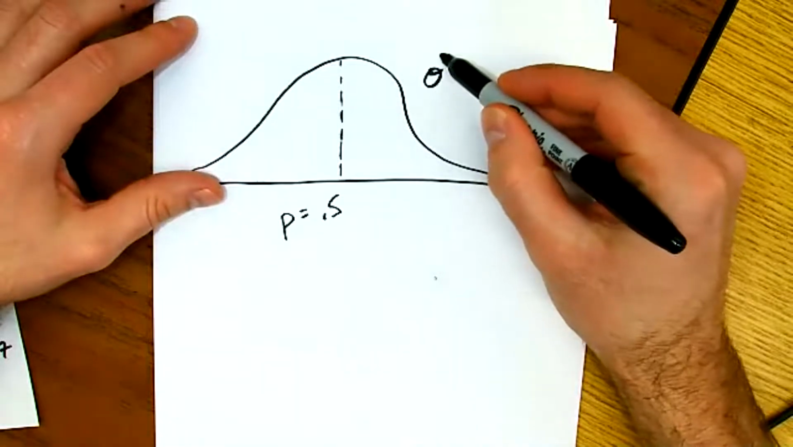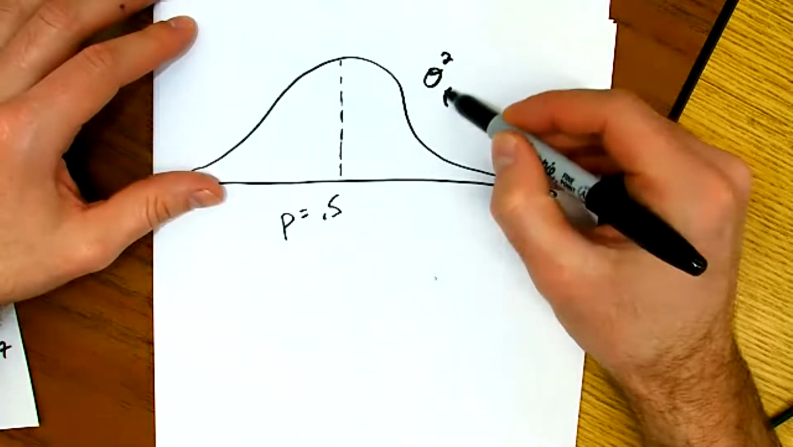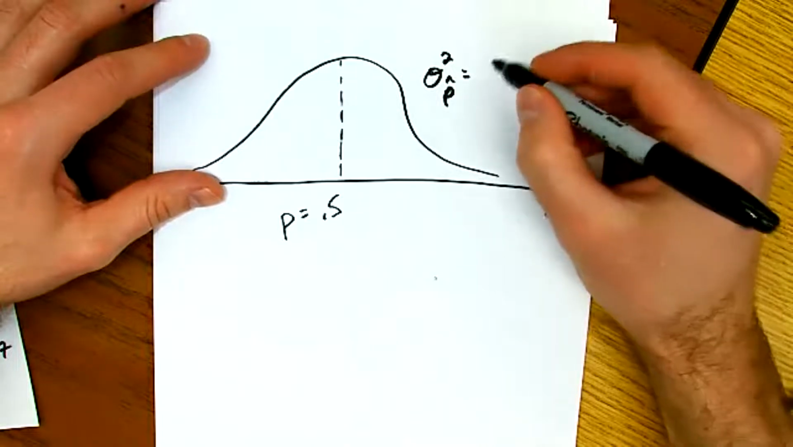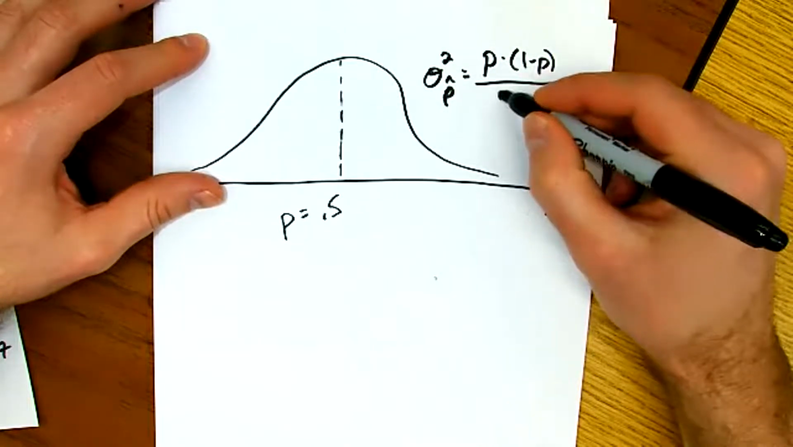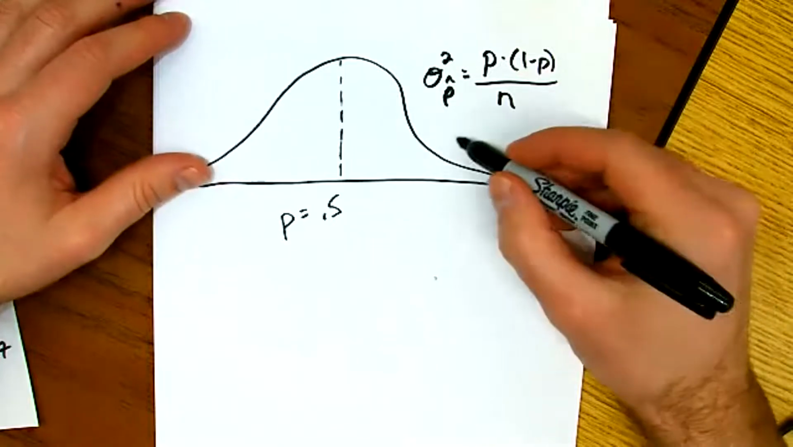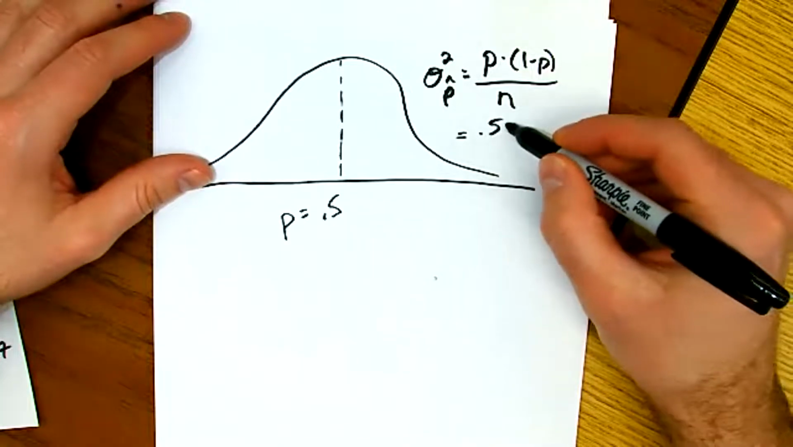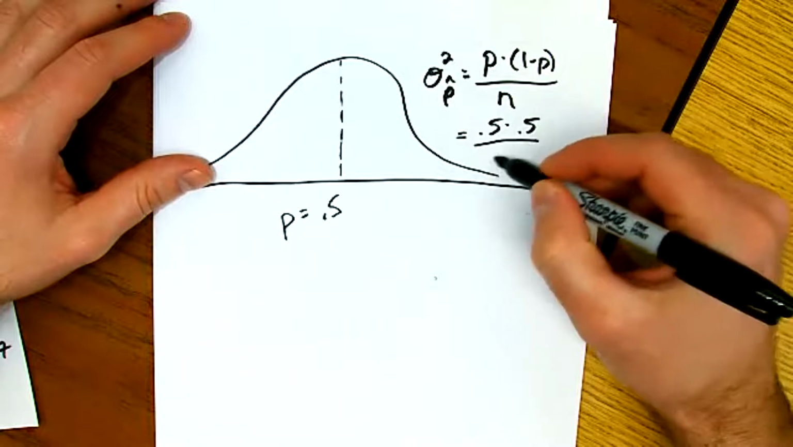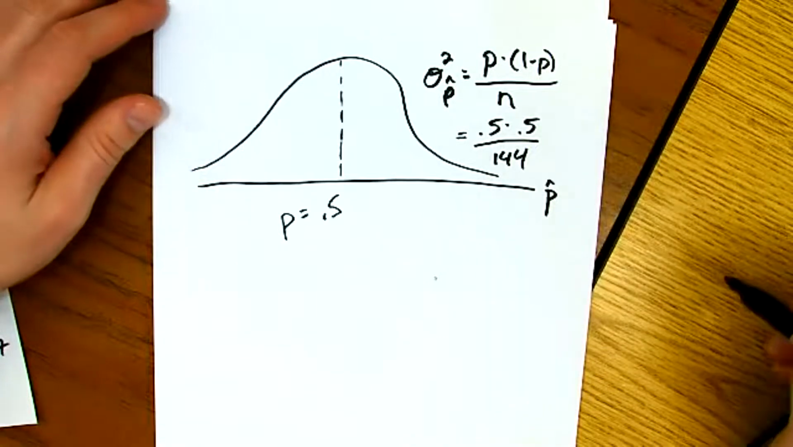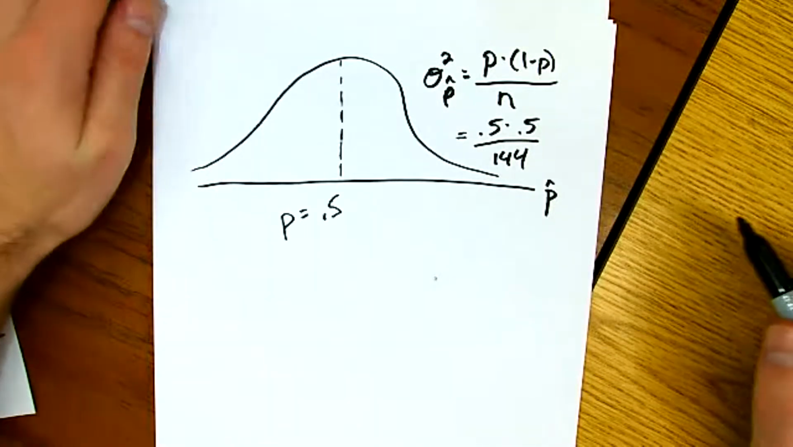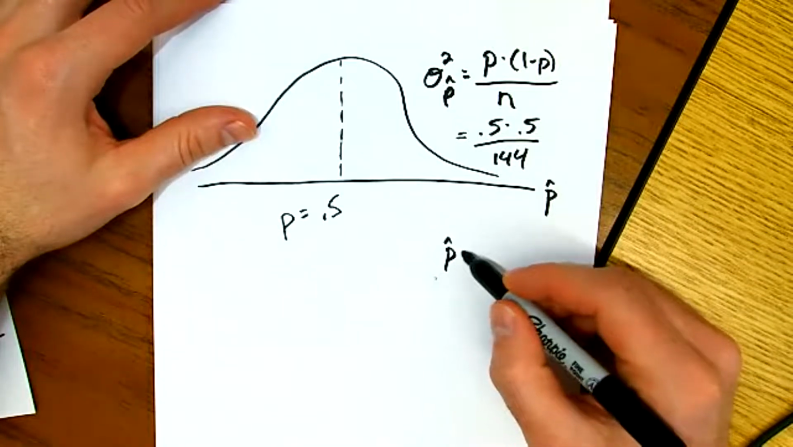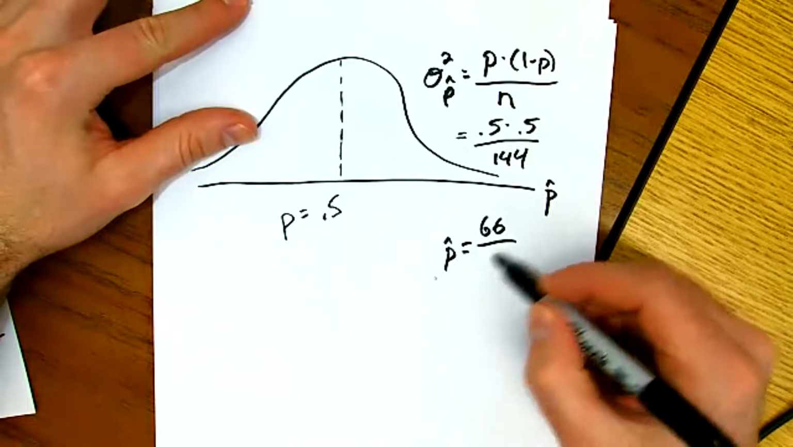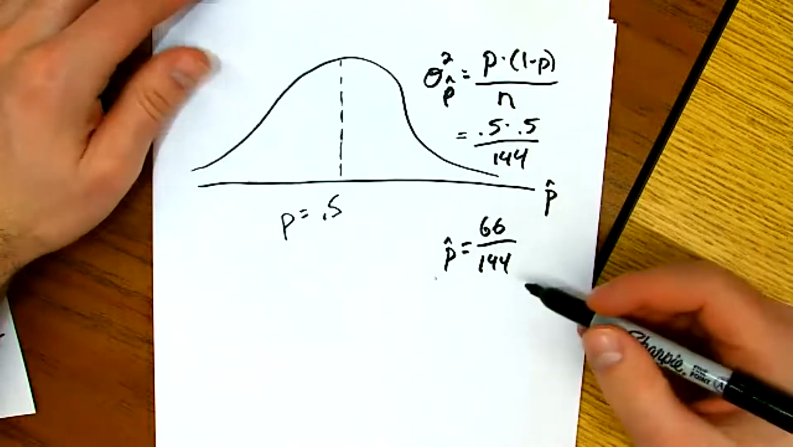What's the variance of my sample proportion going to be? It's going to be p times 1 minus p divided by n. Or here I can plug this in: 0.5 times 0.5 divided by 144. So the question asks, what's the probability I see 66 over 144 or more?